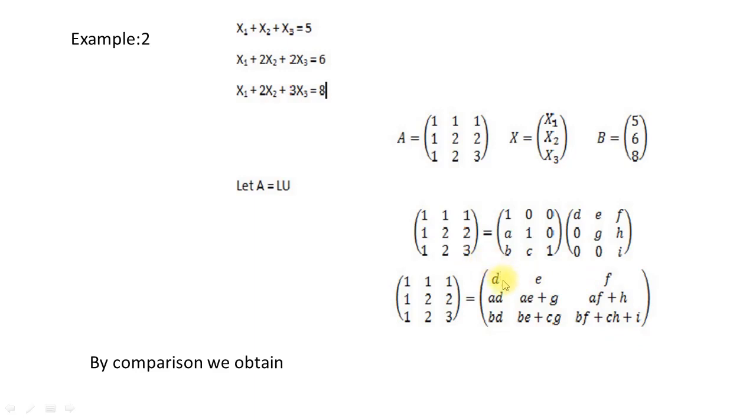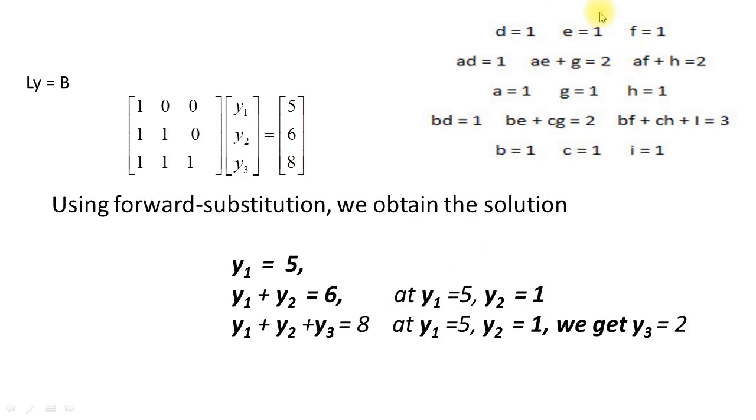So by comparing, D is equal to 1, E is equal to 1, and F is equal to 1. Now AD is equal to 1, AE plus G is equal to 2, AF plus H is equal to 2. And comparing the third row with this third row, BD is equal to 1, BE plus CG is equal to 2, BF plus CH plus I is equal to 3.